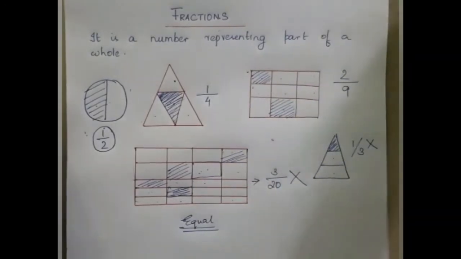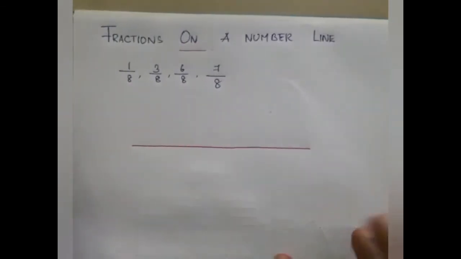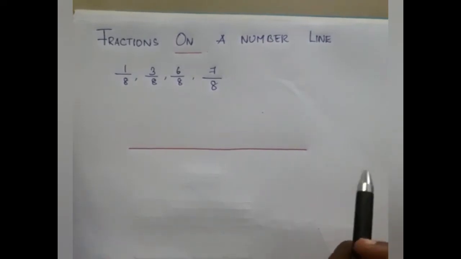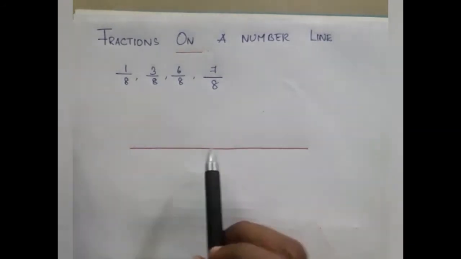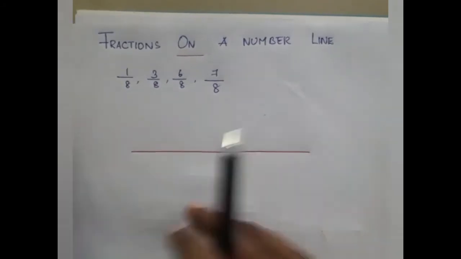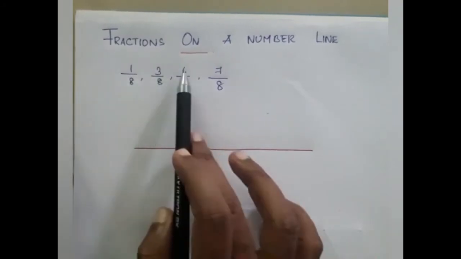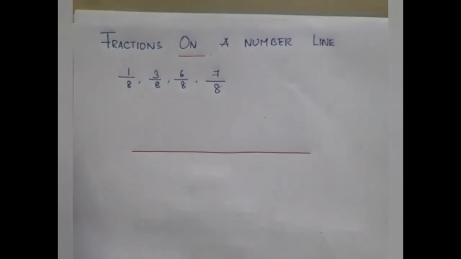Okay, so hope you got this, and now we are moving to the next topic, that is how to represent fractions on a number line. So next topic is fractions on a number line. In the integers chapter you have already learned how to represent integers on a number line, and you know that the left side has negative integers and the right side has positive integers. So how to represent fractions on a number line? Fractions 1/8, 3/8, 6/8, 7/8. These are fractions, and how will you represent them on a number line?